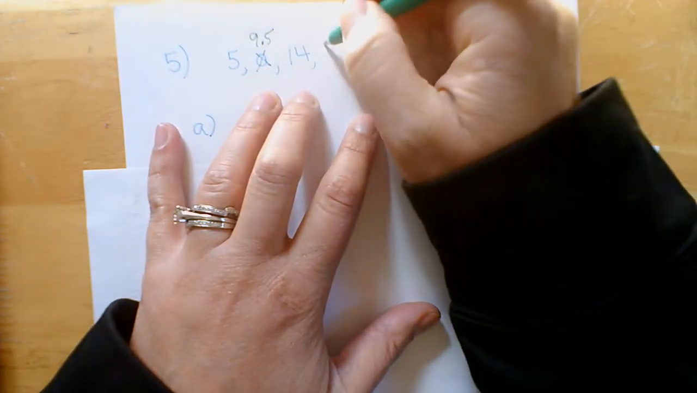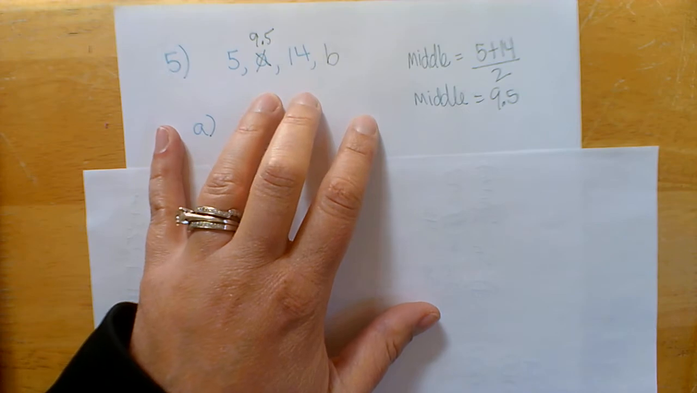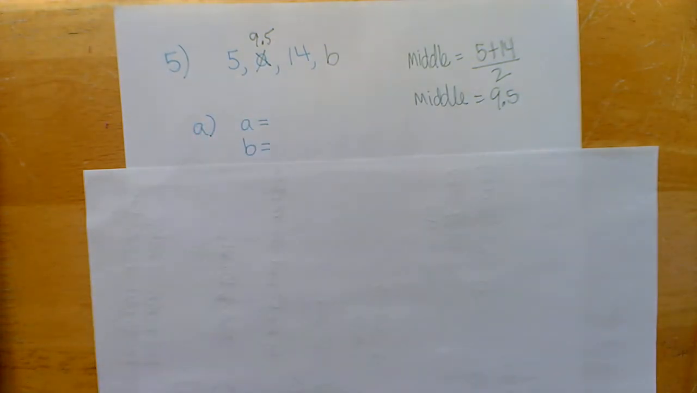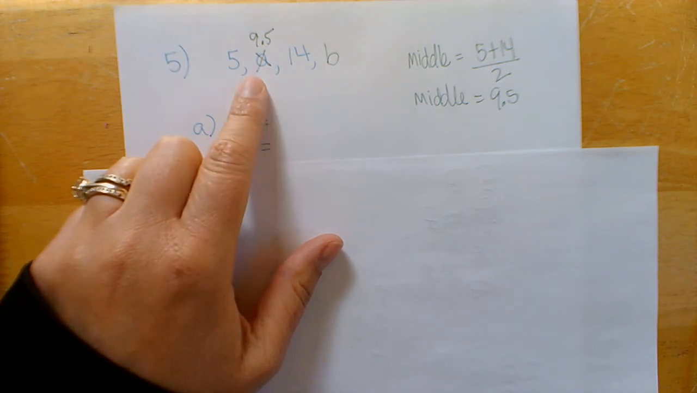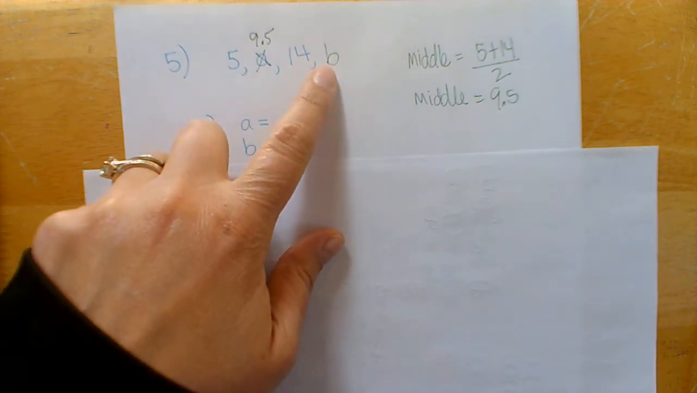I'm messing that up. B. Thank you very much for pointing that out. That should be B. Messing this one up, huh? So the middle number between 5 and 14 is 9.5. This will help us to find B.